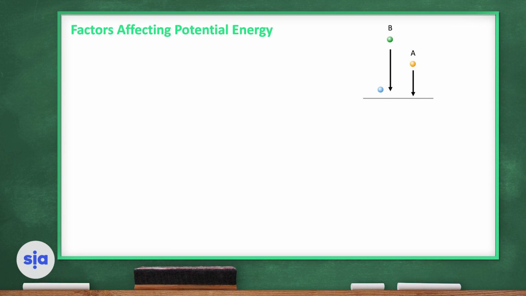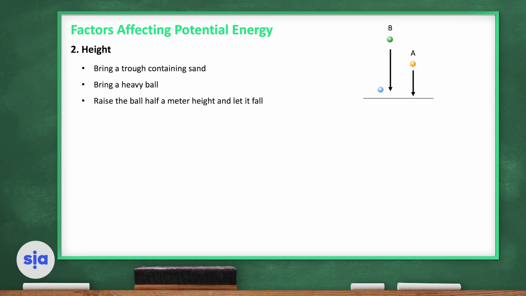We are still discussing factors affecting potential energy. We talked about weight. What about height? Bring a trough containing sand. Bring a heavy ball. Raise the ball half a meter height and let it fall. Repeat while increasing the height each time.